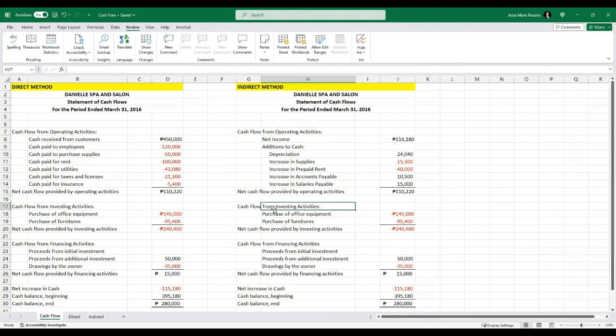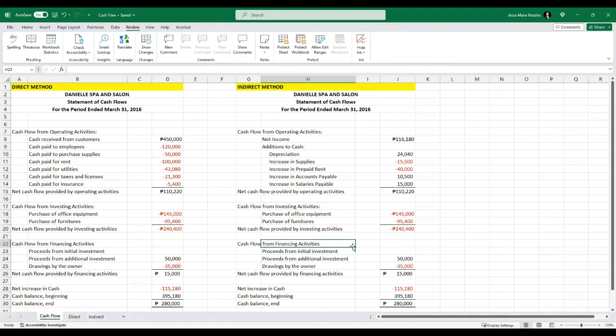Okay? Cash flows from investing activities, isa lang ang inyong hunahunaon ani. Investing, these are cash flows related to purchase or sale of non-current assets of the company. Purchase or sale of non-current assets of the company. Mao lang na ang investing activities.